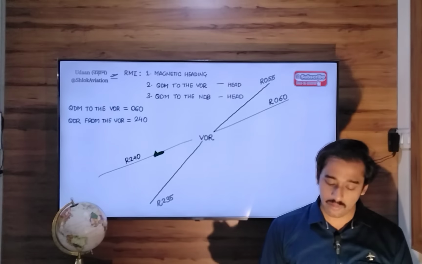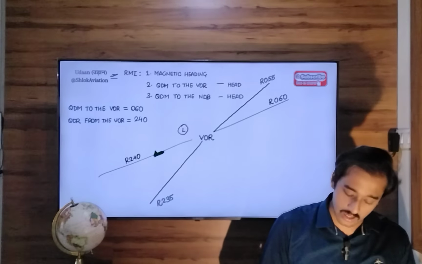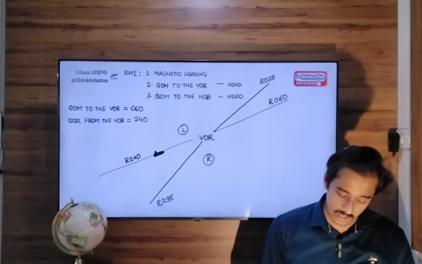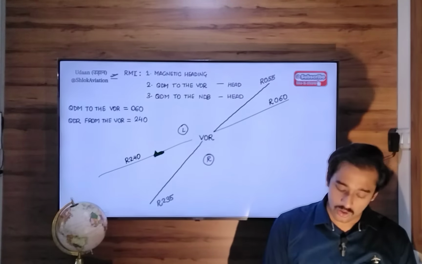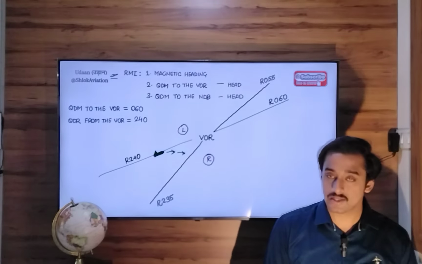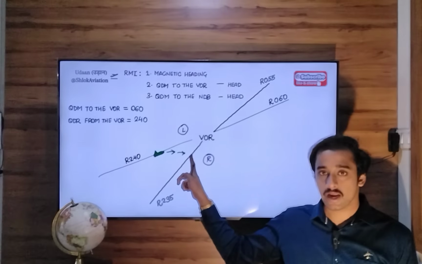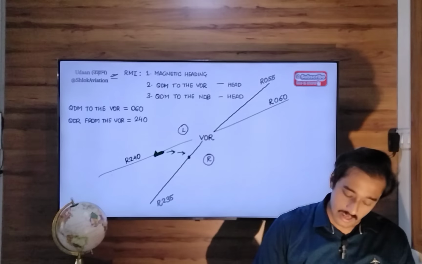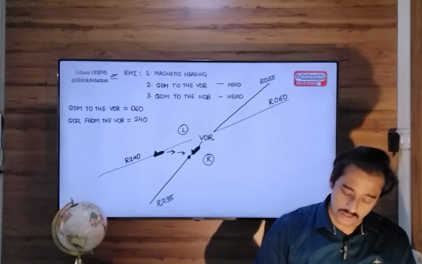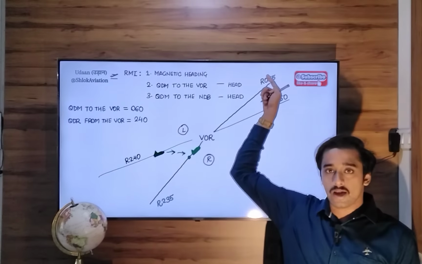So now going inbound, this is your left hand side, this is your right hand side. Okay, so what will the HSI indication show? First of all, the HSI indication will tell you that the aircraft has to fly right hand side by 5 degrees, make a right turn of 5 degrees, intercept radial 235 and then fly on radial 235 inbound so as to overfly this VOR and transition onto radial 055.